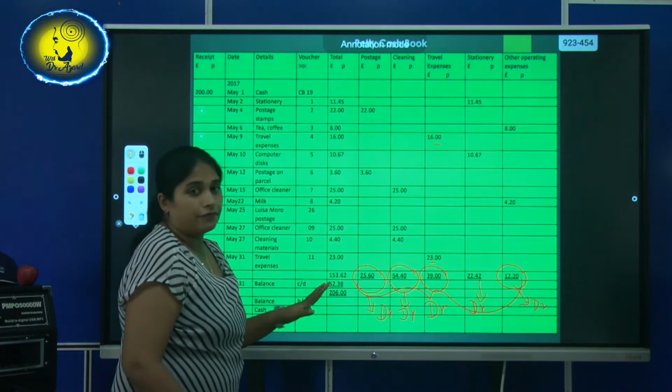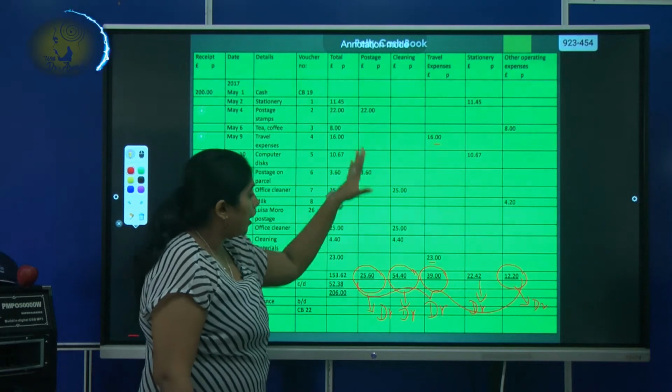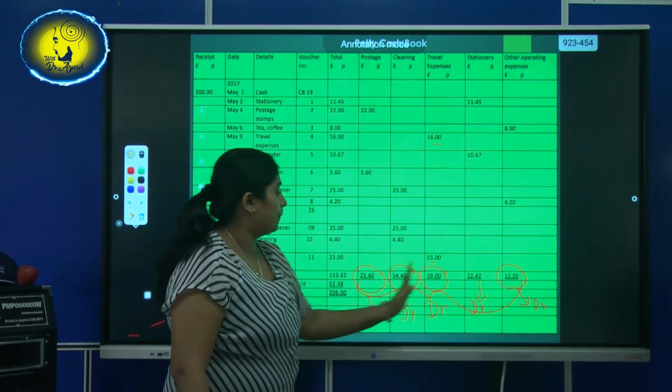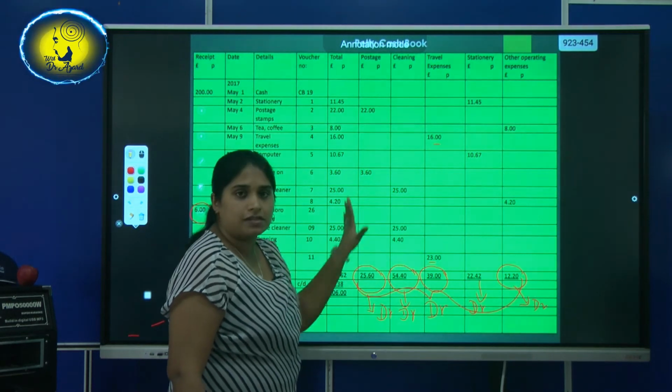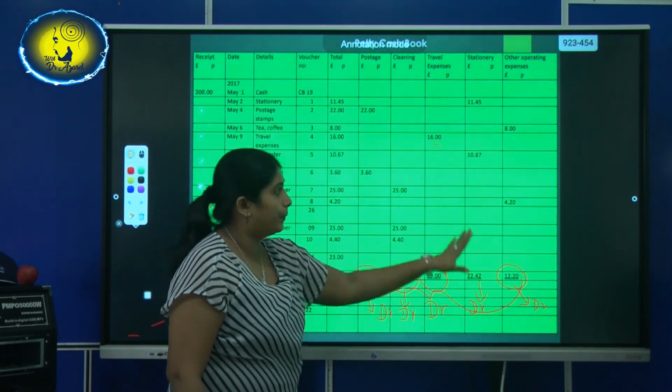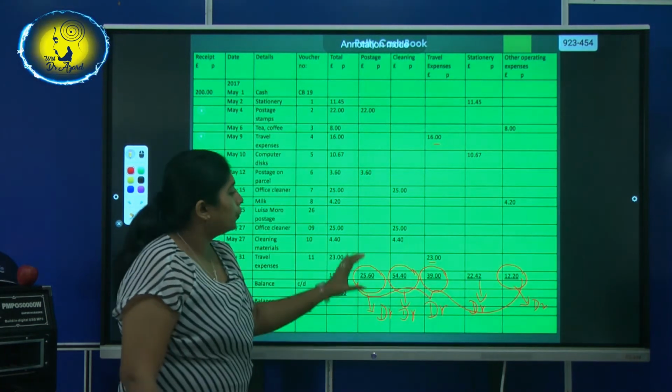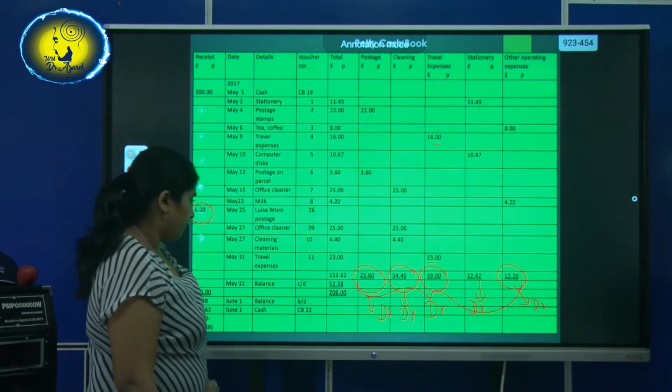So don't forget, after you balance off these analysis columns, they should be debited. Why? Because these are expenses. So when expenses increase, it will be debited. So each column's total will be debited to each and every T account.